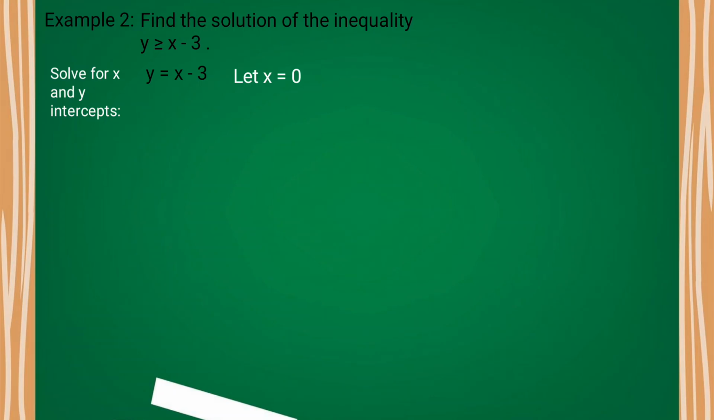So, substitute lang po natin. Sa x daw po, gawin natin 0. So, we have y is equal to 0 minus 3. So, we have y is equal to negative 3. So, this time po, we have here x is 0, y is negative 3. So, let us combine them. 0, negative 3. Ayun na yung first point natin. How about, let y is equal to 0. Again, let us substitute to the equation. Y is equal to x minus 3. Palitan natin si y ng 0. So, we have 0 is equal to x minus 3.